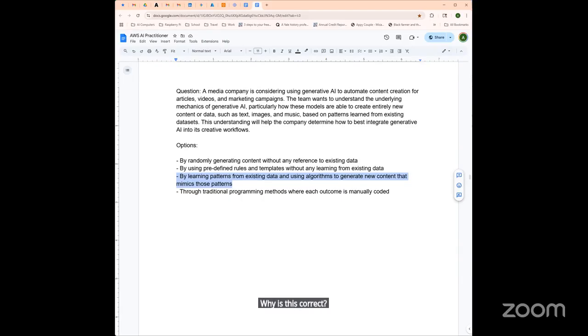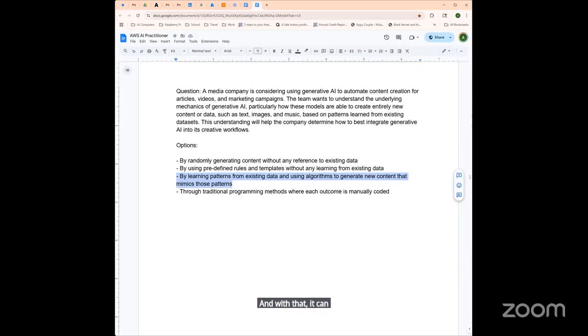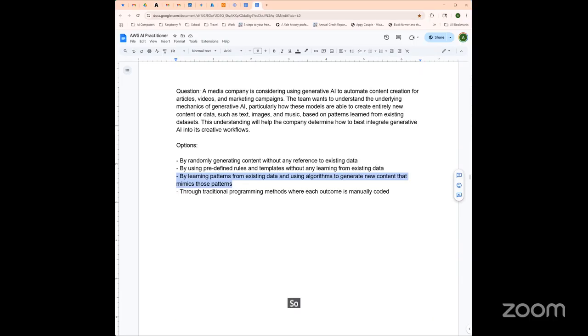Gen AI works by learning patterns from massive existing data sets during training. So it can use those sophisticated algorithms to understand the relationships and structures in the data. Then it can generate new content that mimics the learned patterns. And with that, it can create realistic and coherent outputs that align with the training data characteristics and apply learned knowledge to generate content for the new scenarios. So this lets it create realistic, contextually appropriate content for articles, videos, and marketing campaigns.